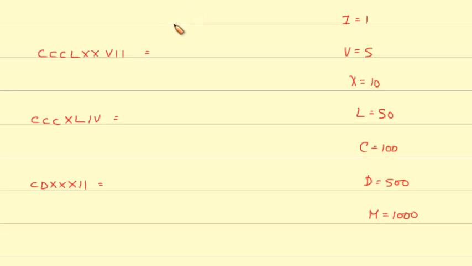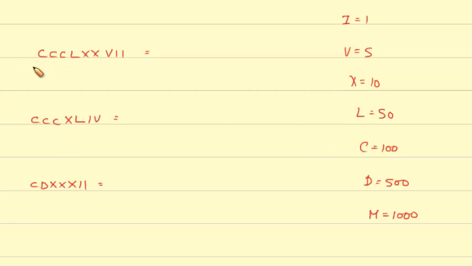Okay, in this video we're going to learn how to convert Roman numerals to Arabic numerals. So what we're going to do first is look at our first problem, which is CCCLXXVII. The first thing you want to do is find the Roman numeral with the greatest value, and in this case that is C, which is equal to 100.